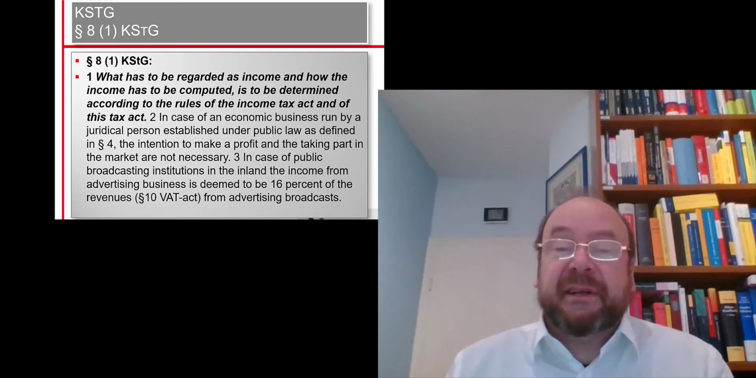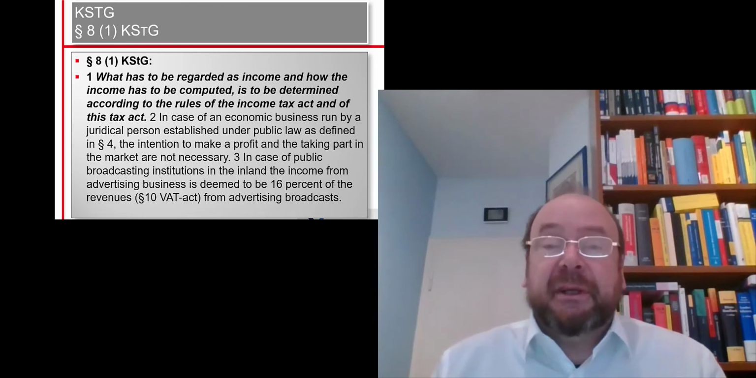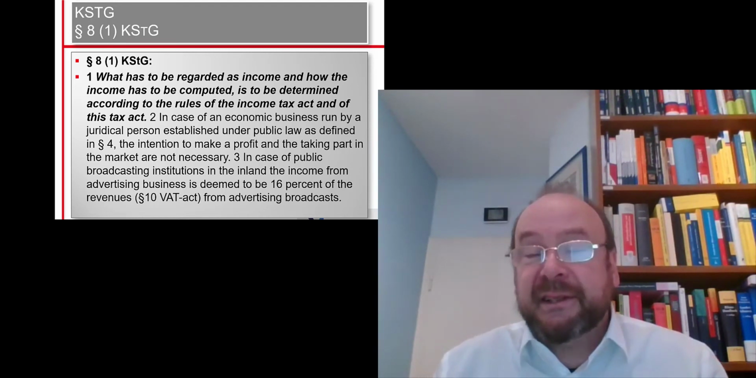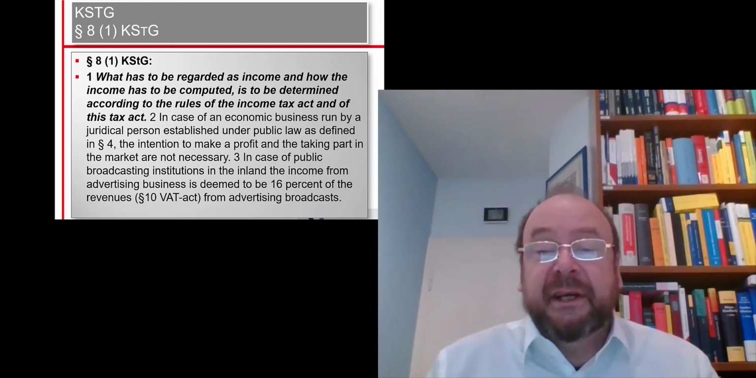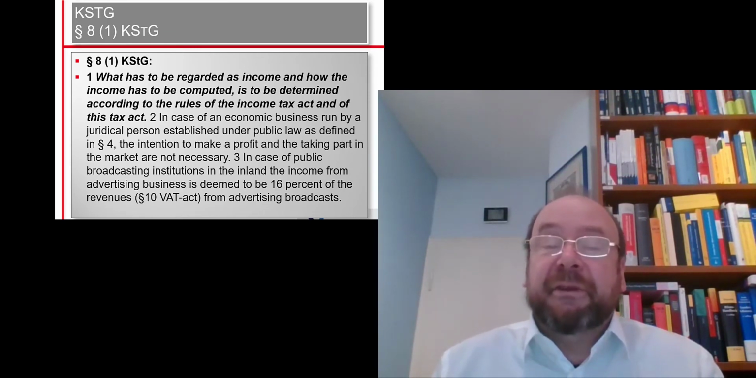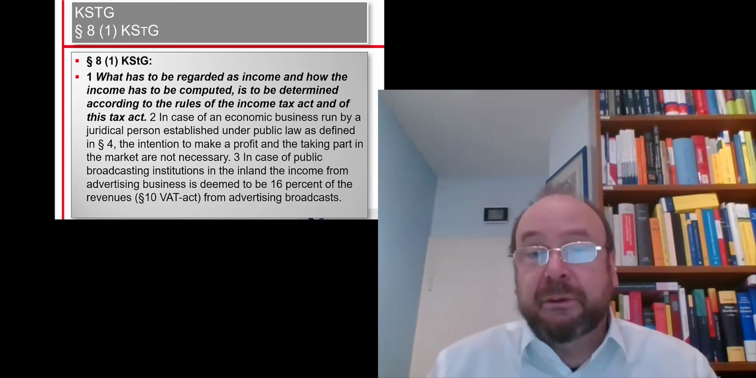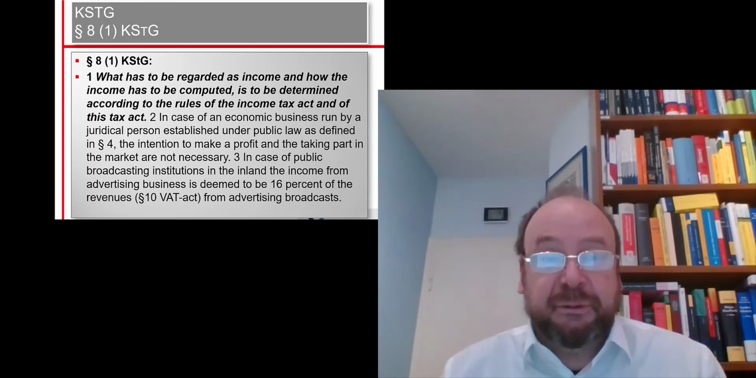The Corporation Tax Act takes over the same catalogs just by a general clause. In paragraph 8.1 KStG, you find the general rule which says what has to be regarded as income and how that income has to be calculated is to be determined according to the rules of the Income Tax Act and of this tax act. So if the Corporation Tax Act contains a modification of the general rules in the Income Tax Act, that prevails for the corporation. Or if additional problems have to be regulated by the KStG, then naturally that has also to be followed. Good.